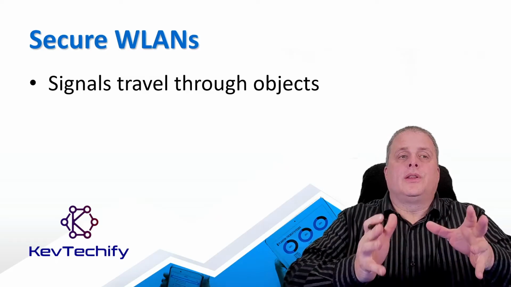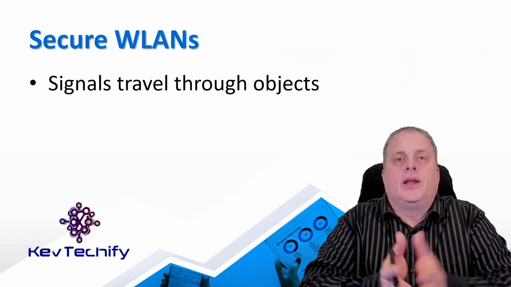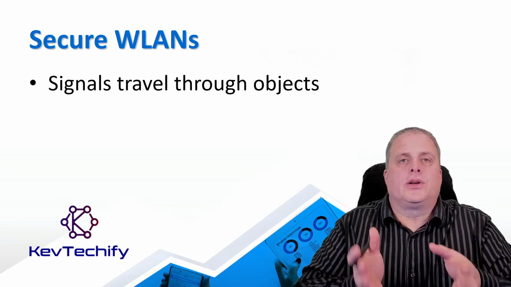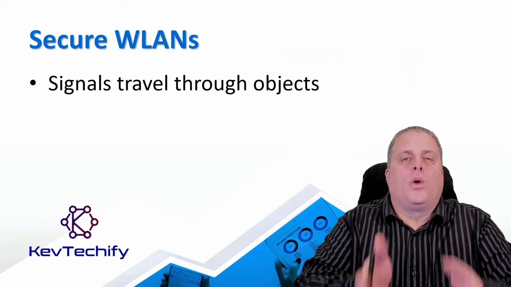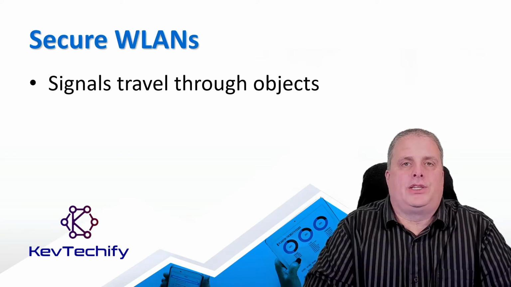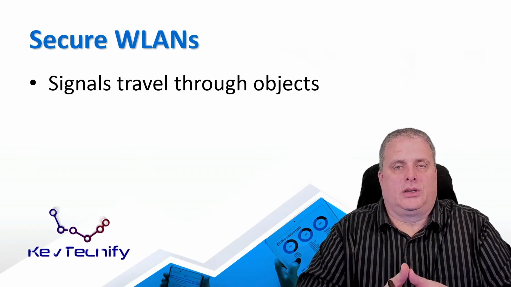The problem with wireless LANs is they're wireless. It's a double-edged sword. Yes, it's a good thing they're wireless. It gives you mobility, but it's also a bad thing that they are wireless. That means anybody that can hear that signal could compromise your network. And so we have to secure that network somehow.